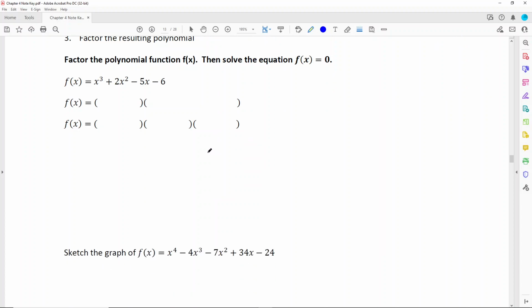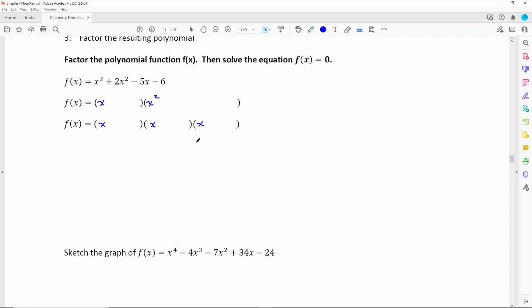Okay, so let's look at this first one. I want to factor this polynomial function completely. In other words, I want to take it from an x cubed polynomial function to an x times an x squared. Then I'm going to keep that x here, and I'm going to factor the x squared into its linear factors, an x times an x. Okay, and I'm going to do that through this whole process.